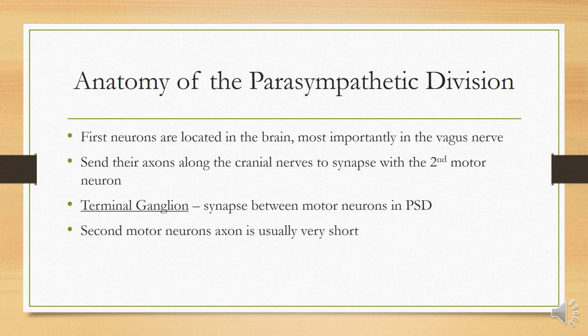So the terminal ganglion, this is the synapse between the motor neurons in the parasympathetic division, is really short. So these second motor neurons are usually very short. They are usually almost right at whatever organ they are affecting. So once the signal travels down the long preganglionic neuron, it gets to the terminal ganglion and then is immediately dispersed to whatever organ it is affecting.